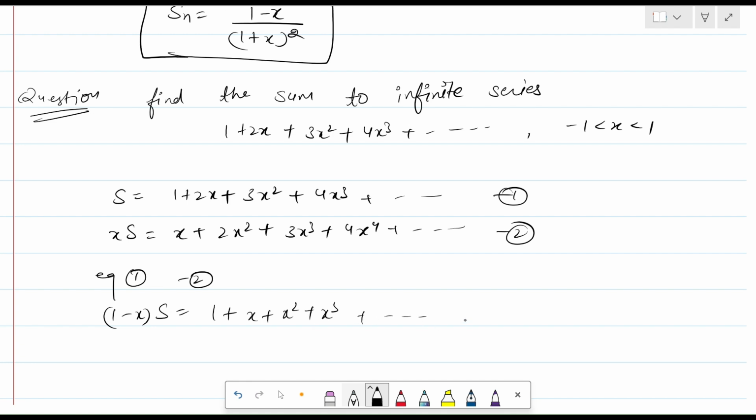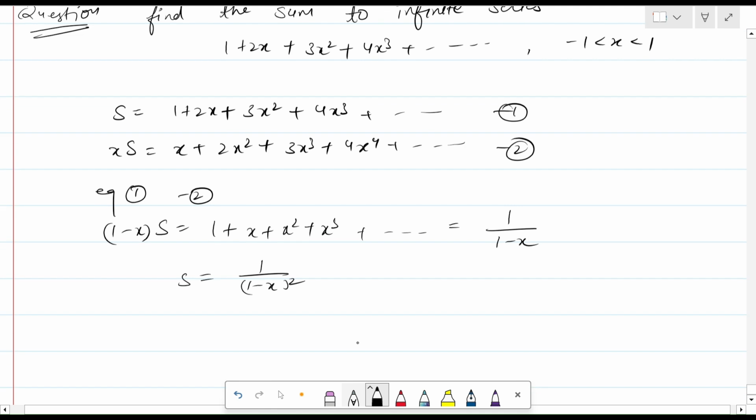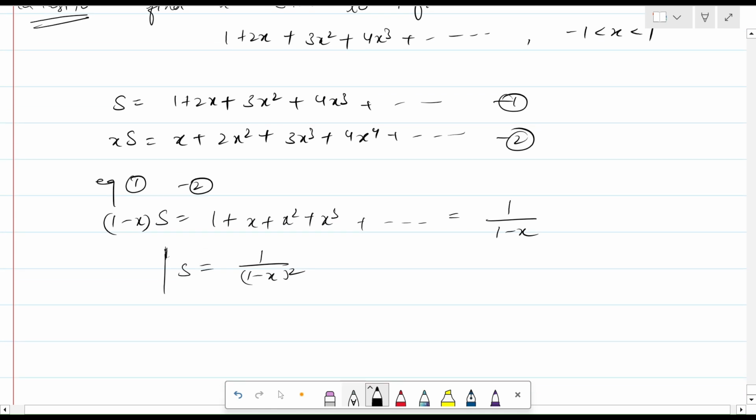And what is this? This is 1 upon 1 minus x. So s is 1 upon 1 minus x whole square. This is the required sum of this series.